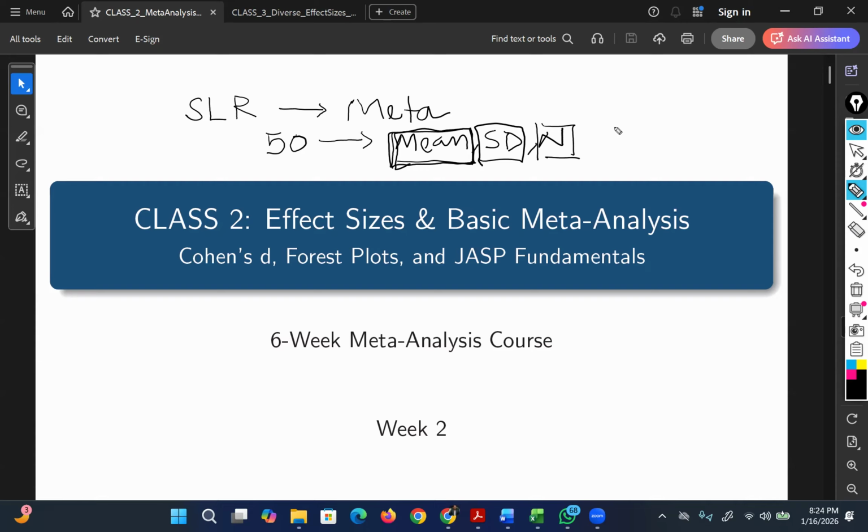Now, how do I make a single structured criterion or indicator or statistic to analyze the impact of these 50 studies from one single indicator? In order to do that, we try to calculate the effect size. Effect size. It is the single most important thing in the meta-analysis.